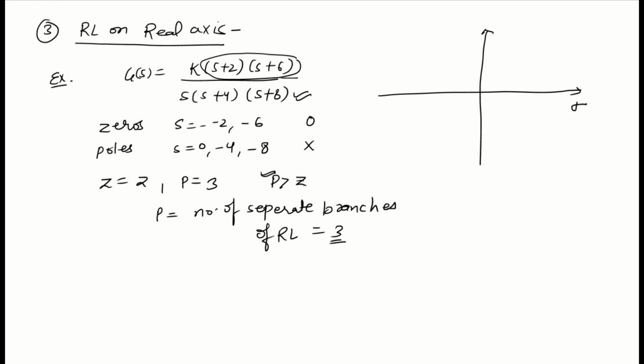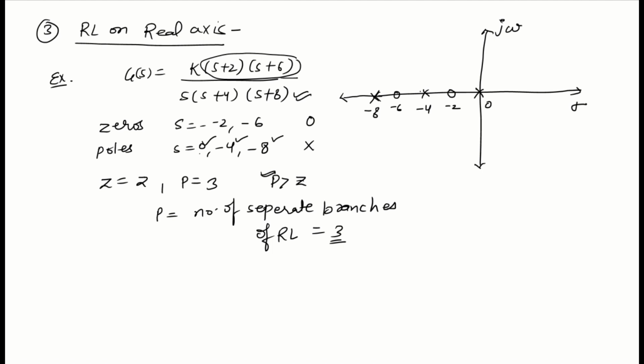So we have a real axis sigma, and this is the imaginary axis j omega, and we will locate all these roots on this pole-zero plot. At s equals 0 we have a pole, at s equals minus 4 we have another pole, and at s equals minus 8 we have another pole. So these are the three poles: s equals 0, minus 4 and minus 8. We have zeros at s equals minus 2 and s equals minus 6. So I have located all the roots of this characteristic equation on the pole-zero plot.